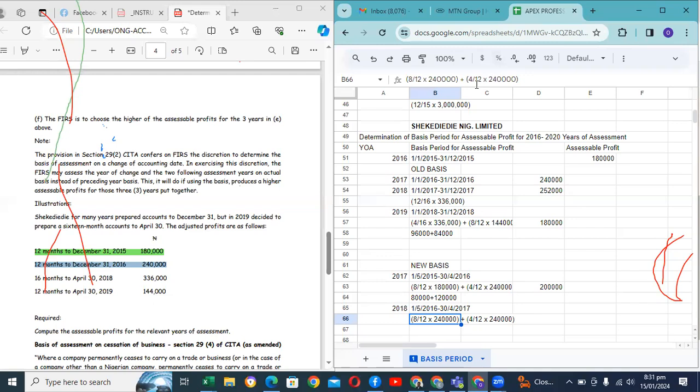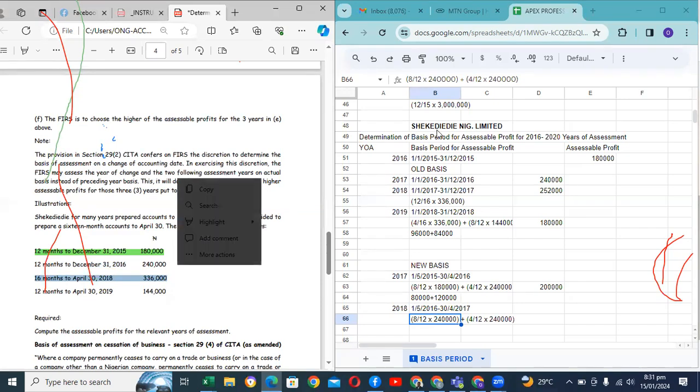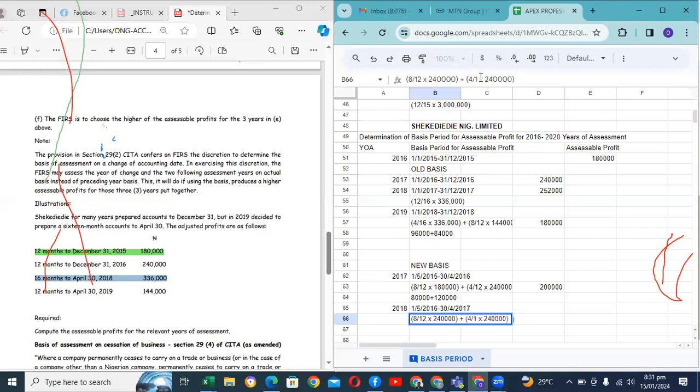Okay. So now, you know the next year, what I have is 16 months, right? Yes. So how many months are remaining to make 12? 4 months. So it should be 4 over 16 times 336,000. 6,000. Okay, and that's what is confusing.